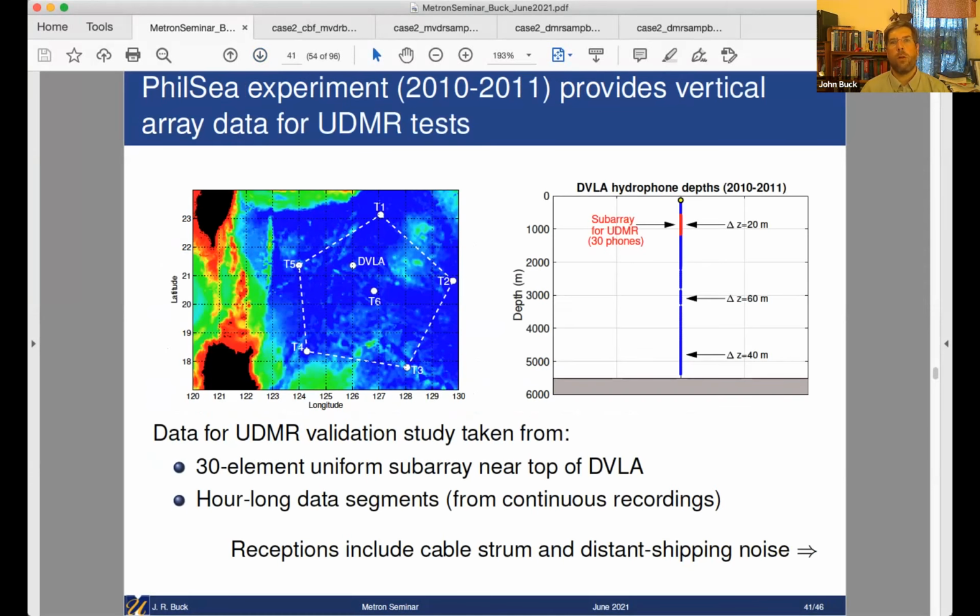For people that aren't familiar with the PhilSea experiment, this was about 10 years ago, and it was a large-scale tomography experiment. There were these 6 transmitting stations, T1 through T6, and a vertical line array shown here, over 5.5 kilometers deep. We're just going to look at this upper subarray of about 30 phones that's near the SOFAR channel, spaced by about 20 meters. And the data came off in hour-long segments from continuous recordings. And there's a lot of noise in this. There's cable strum, which we used as interferer of opportunity, and then a lot of distant shipping noise as well.